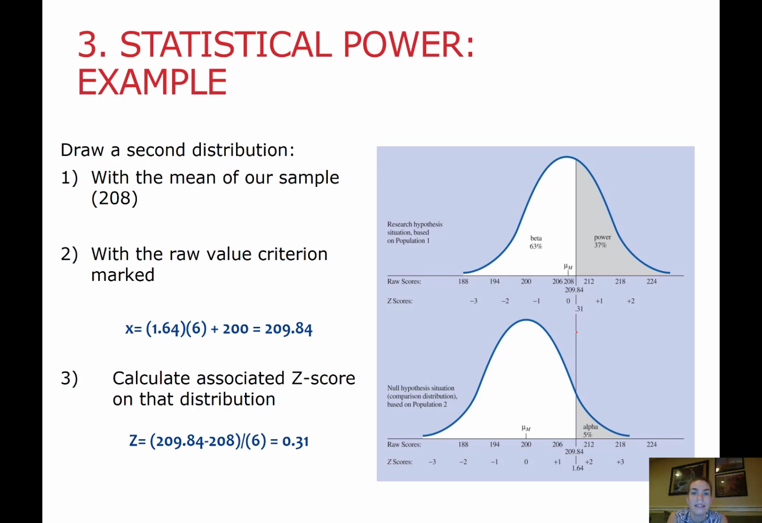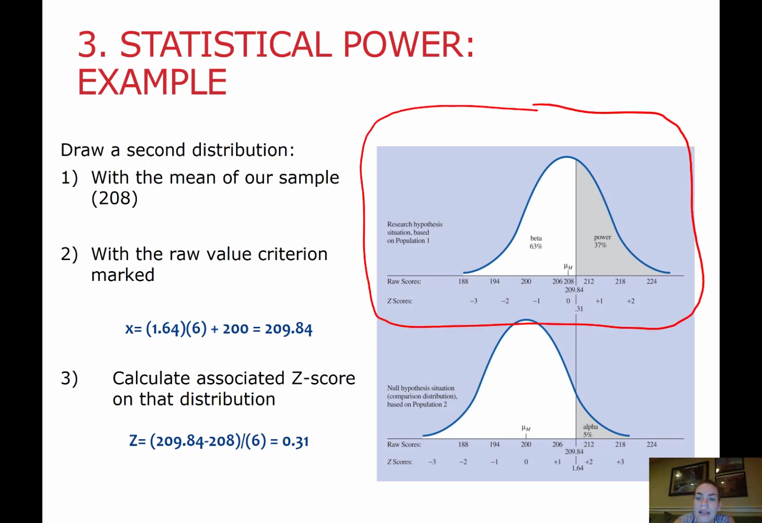Now I want to draw a second distribution. And remember, this distribution should have a mean of population 1, which is our sample mean. I draw the raw value that I just computed on this distribution. So I map it onto this other distribution. Okay, so you can see 209.84. Now this is the new distribution that I've just drawn. This is the second distribution. It has a mean of 208. That's my population 1 mean. This is the one I've always been drawing down here. Okay, so the one on top is the new distribution that we're drawing for the sake of computing statistical power.